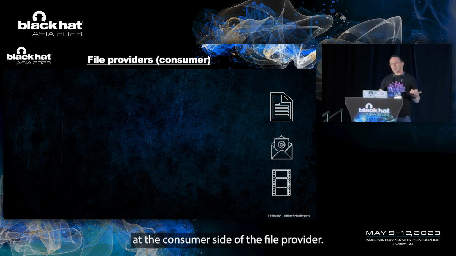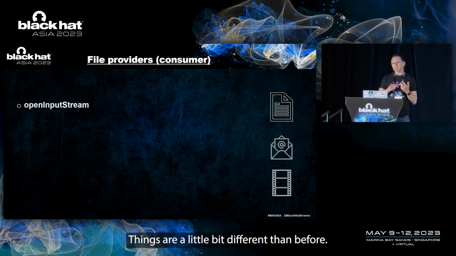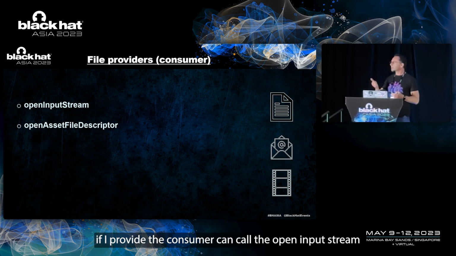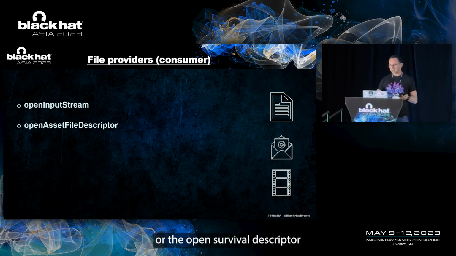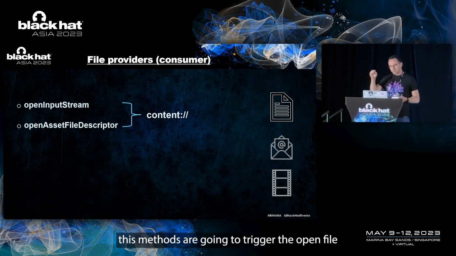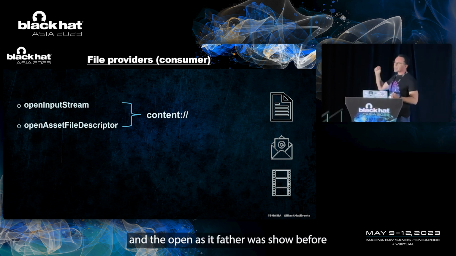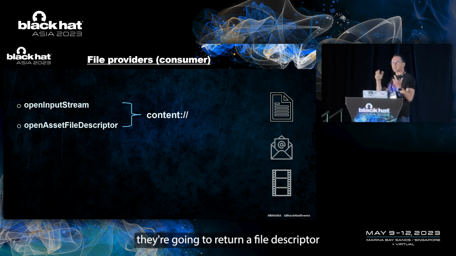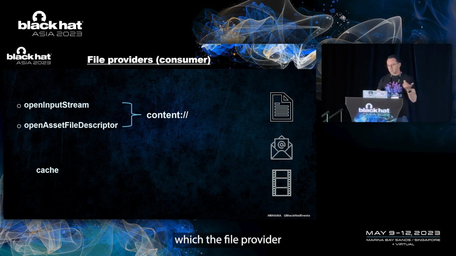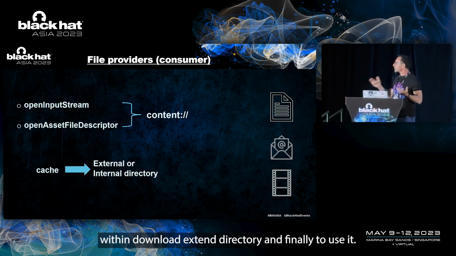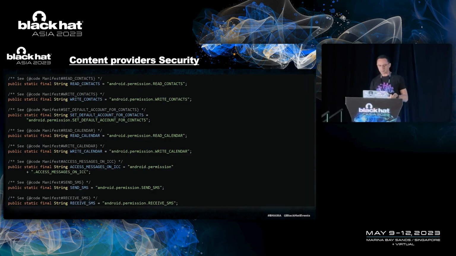At the consumer side of a file provider, things are a little bit different than before. A file provider consumer can call openInputStream or openAssetFileDescriptor, providing as an argument a content URI, which points to the file it wants to access. These methods trigger the openFile and openAssetFile that we showed before. And as we saw, they return a file descriptor, which the consumer can use to create a copy of the specific file in the internal or external directory and finally use it.